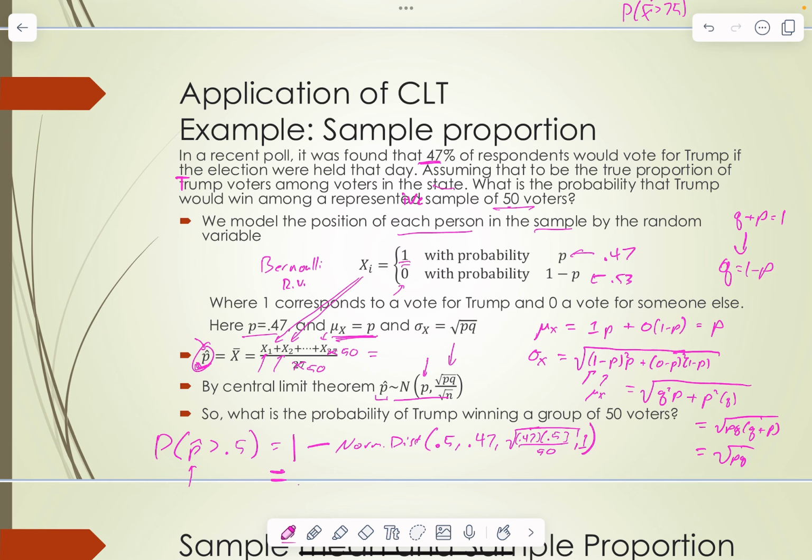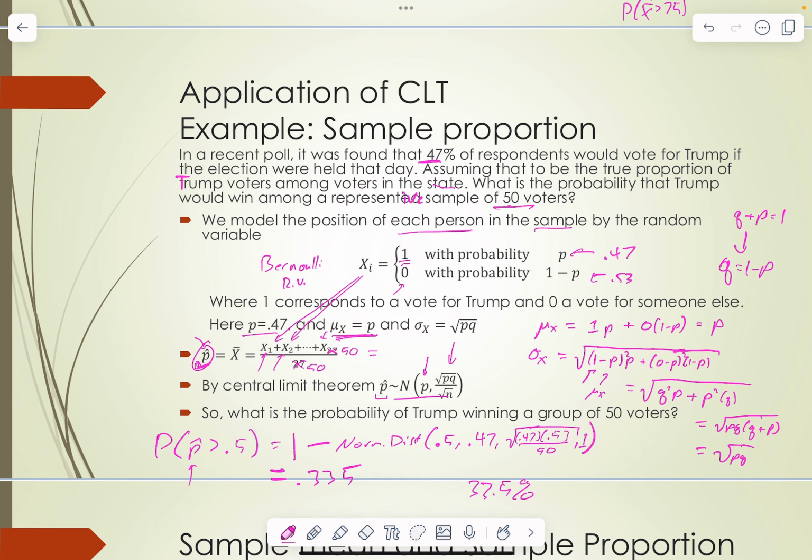So this thing equals 0.335, or 33.5%. So there's a 33.5% chance that in a group of 50 voters, Trump wins. That's kind of an interesting thing. The population was assumed to be 47% favored Trump, but if you take a sample, there's variability in that sample. With a 33% chance, you could get Trump winning.